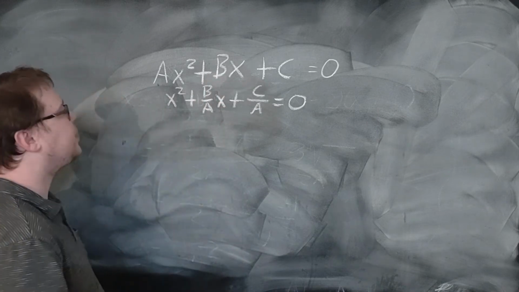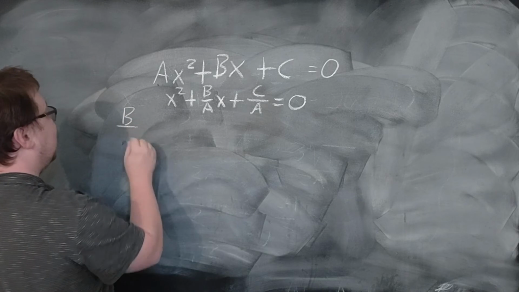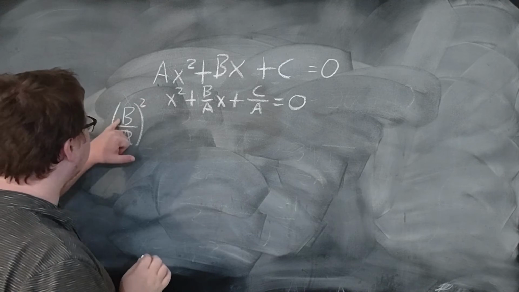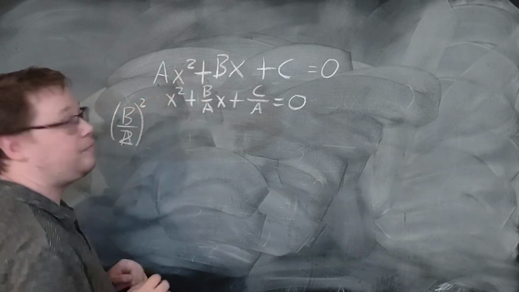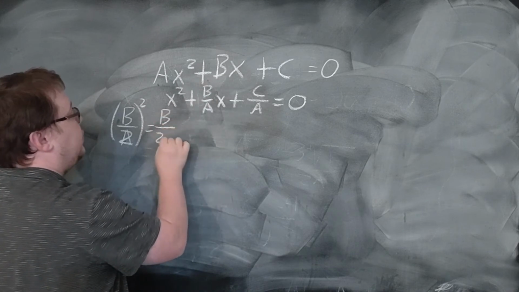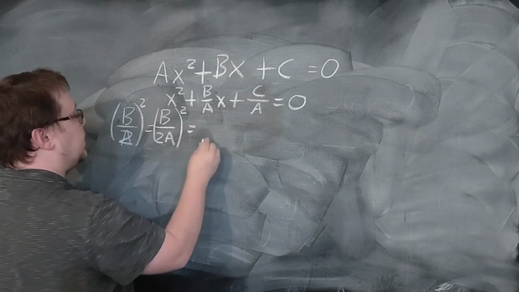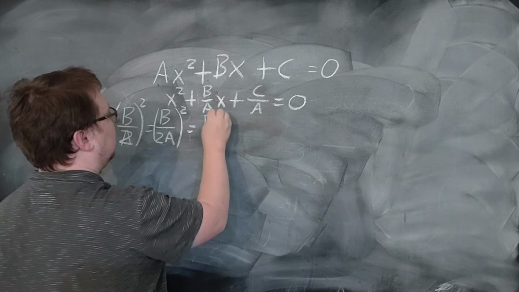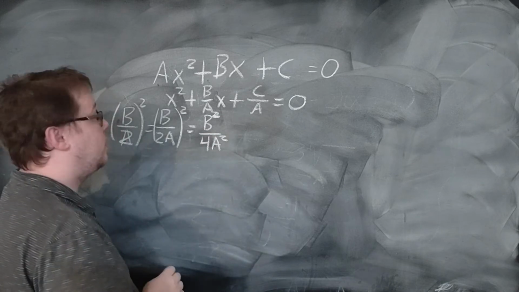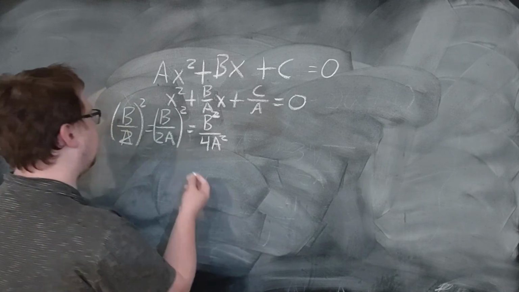So, continuing on, when I complete the square, I know that the magic number is b over 2 squared. Note, this b is this term. And so that's going to be this whole thing divided by 2, which is b over 2a squared, which is b squared all over 4a squared. So we're going to add and subtract that magic number, just like we do when we complete the square.